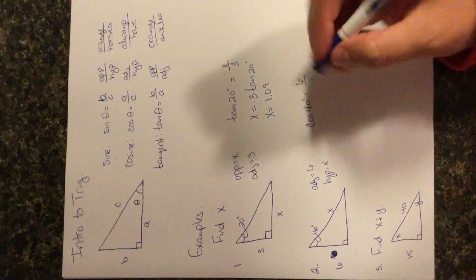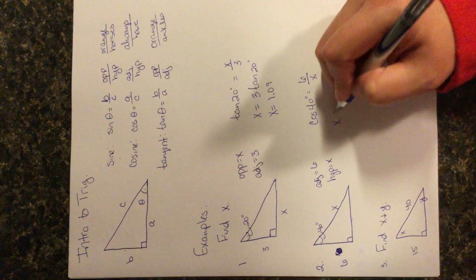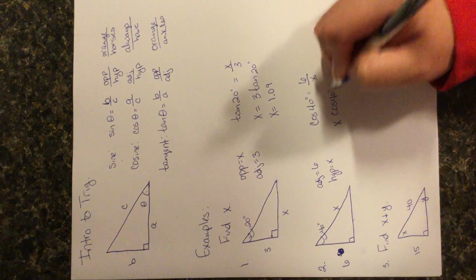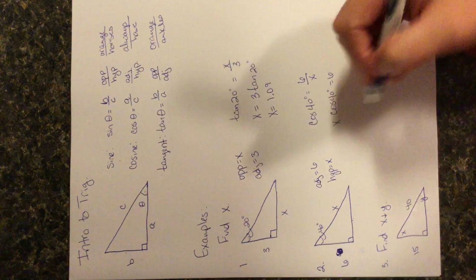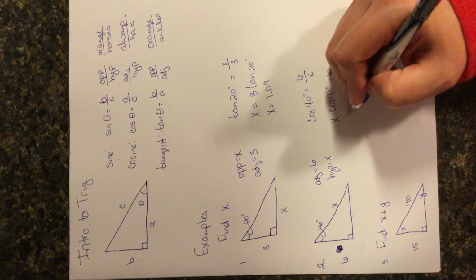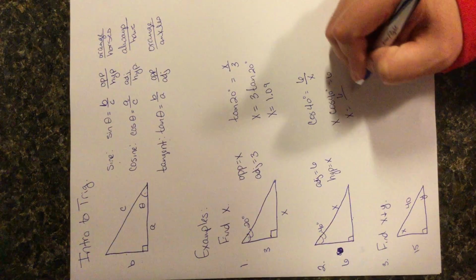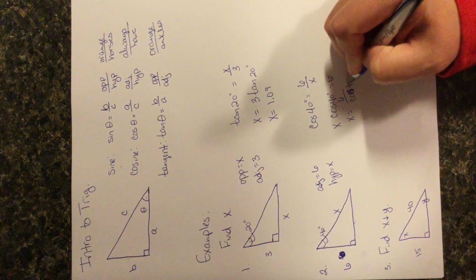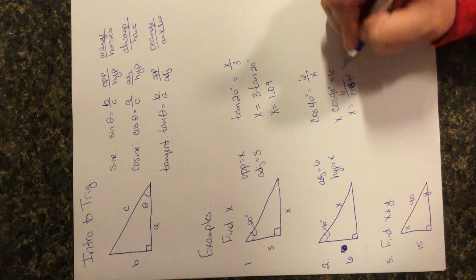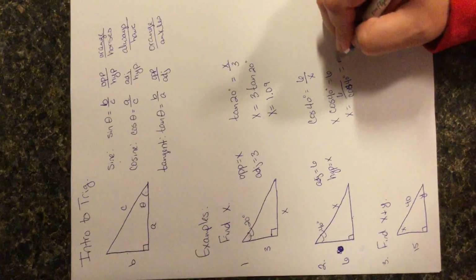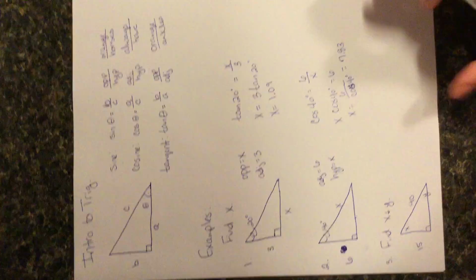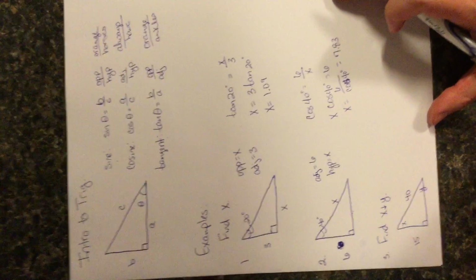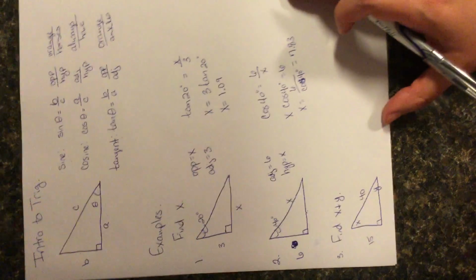Solve, multiply both sides by x, so we would have x cosine of 40 is equal to 6. Divide both sides by cosine of 40, we get 6 divided by cosine of 40. Which is equal to 7.83. So x, the hypotenuse on that one, is 7.83.